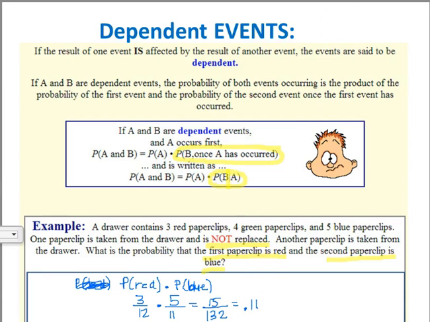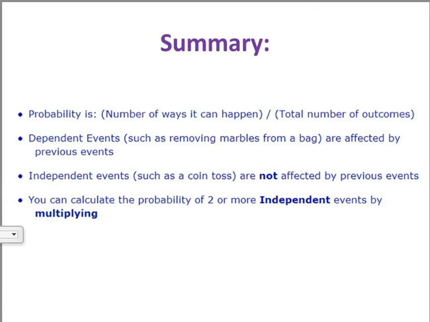I'm going to go on to the next slide now. So just remember that with dependent events, the events are affected by the previous events, such as removing marbles from a bag and not putting them back, whereas independent events, such as tossing a coin and maybe rolling a die, are not affected by one another.